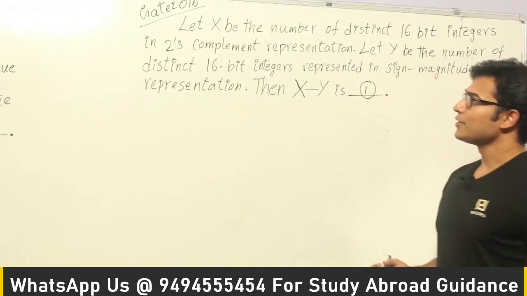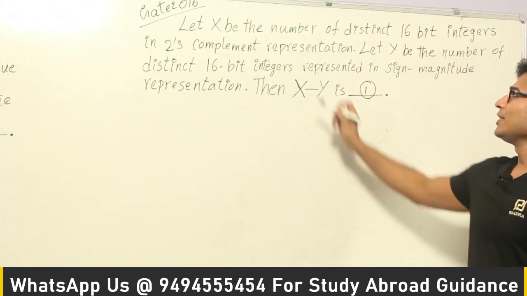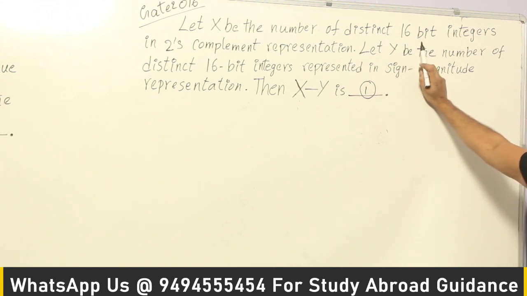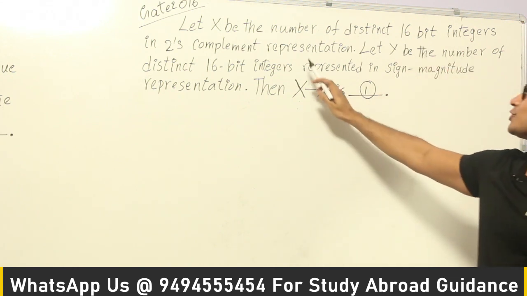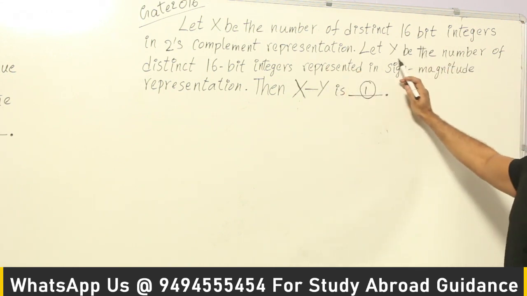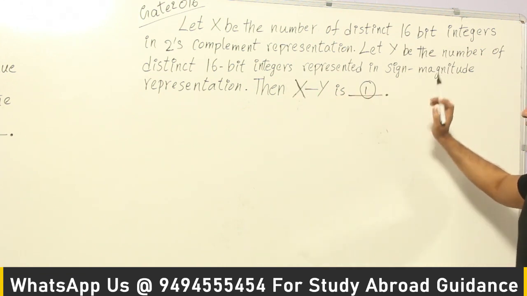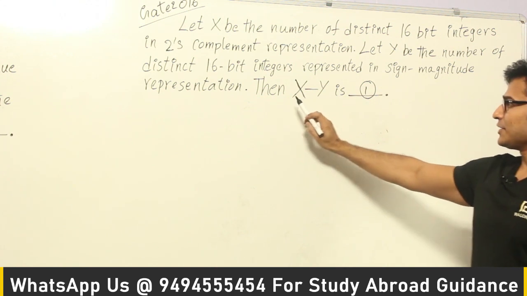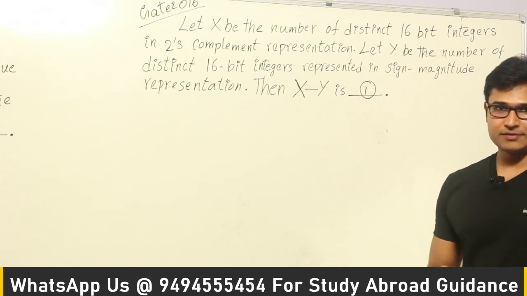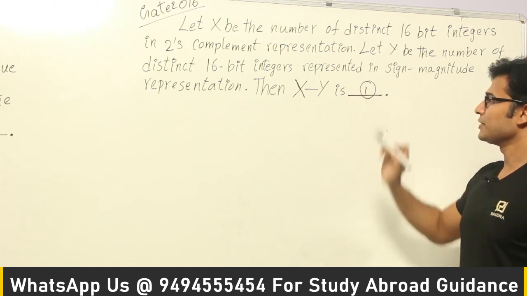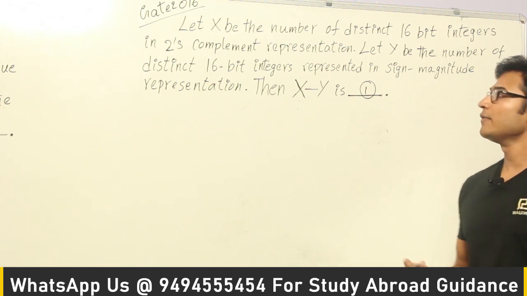Now this question is given in GATE 2016. I'll read it out for you. Let x be the number of distinct 16-bit integers in 2's complement representation. Let y be the number of distinct 16-bit integers represented in sign magnitude representation. Then x minus y is, right? So there is a fill in the blank question here. Answer is 1. I'll explain you how.